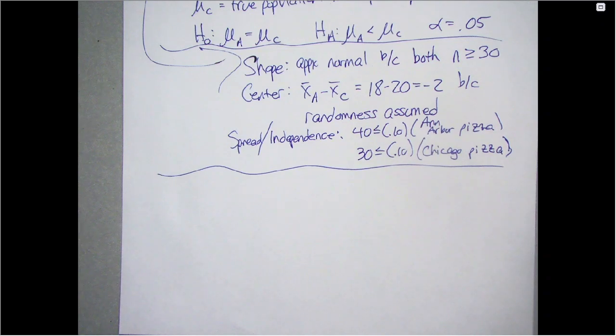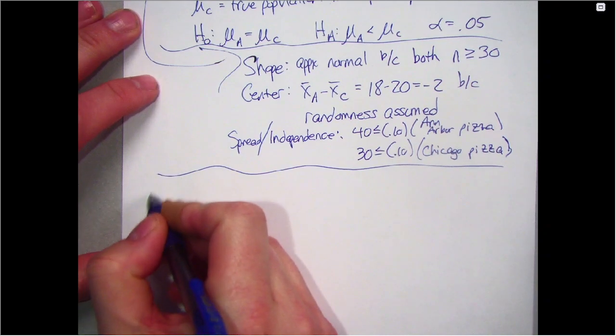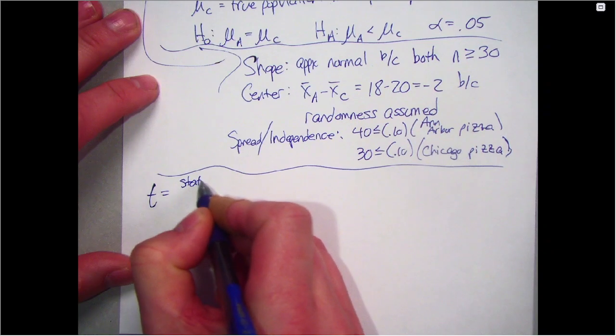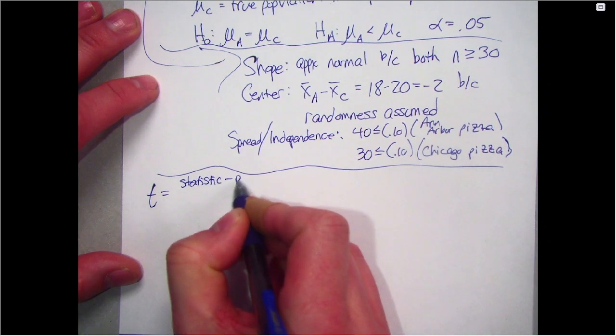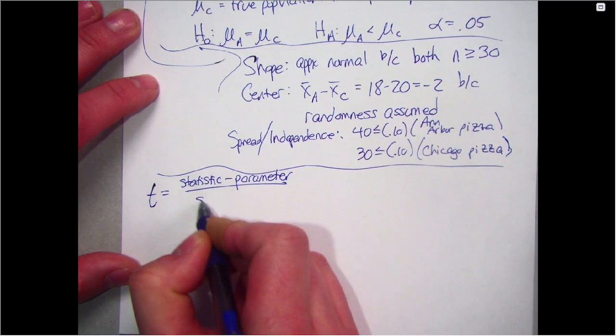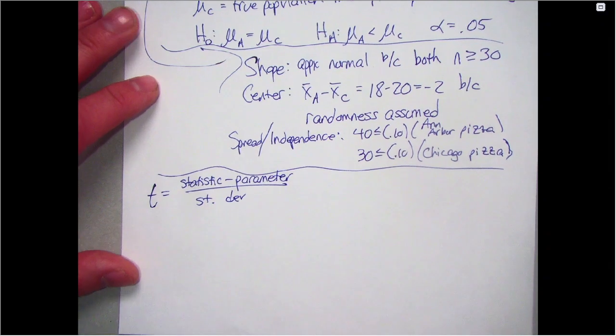So this is a test, right? So we're looking for the t-statistic. If it was an interval, I'd be putting statistic plus or minus critical value times standard deviation. It was a test, so I want the test statistic. So it is statistic minus parameter over standard deviation.